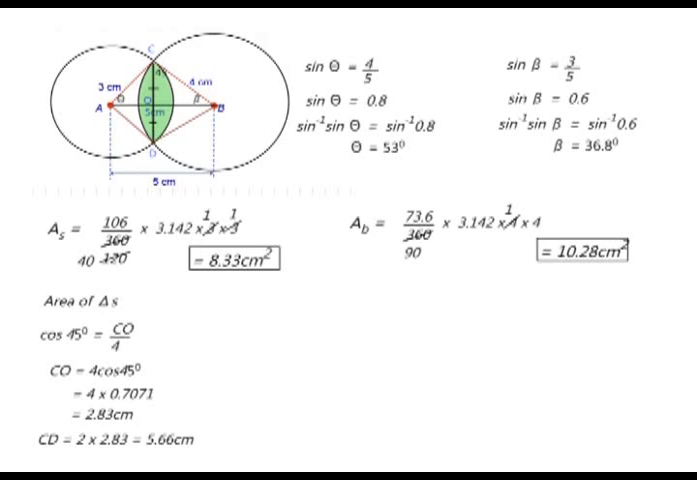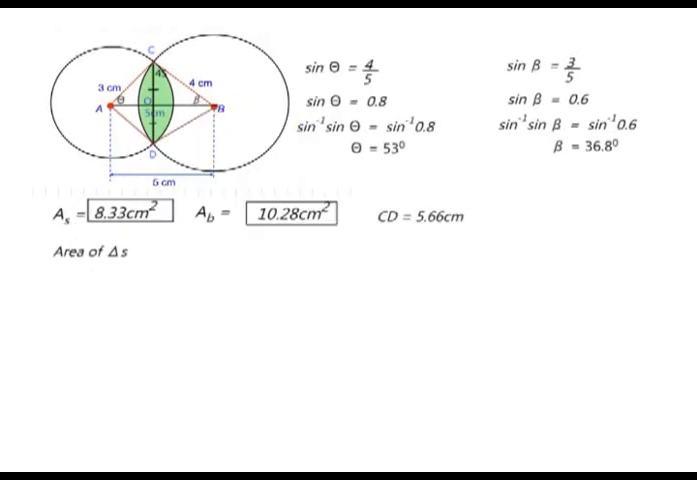Now we have the triangles with all the three sides. We apply Heron's formula. The smaller triangle first. S is equal to 3 plus 3 plus 5.66, everything divided by 2, and that will give us 5.83.